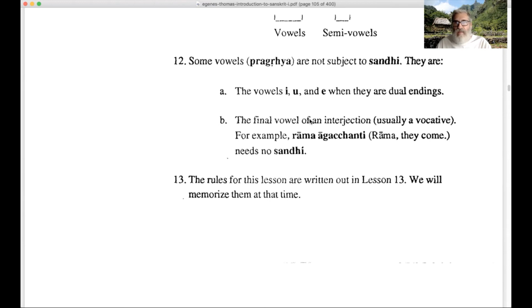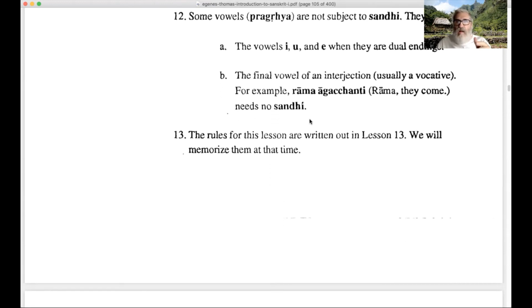Now B, the final vowel of an interjection, usually a vocative. A vocative means, oh Krishna, oh Rama, please do this or do that. Vocative is the case called Sambodhana Prathama in Sanskrit. It's very much like the nominative case, but it's set at the end, like the eighth line of our case endings in the declension of nouns.